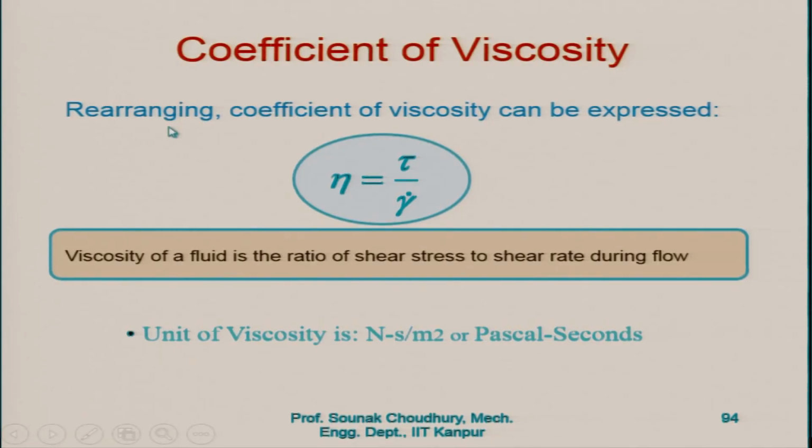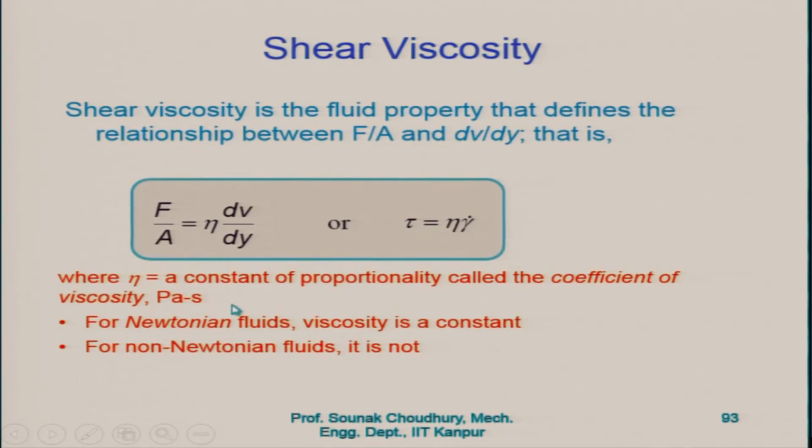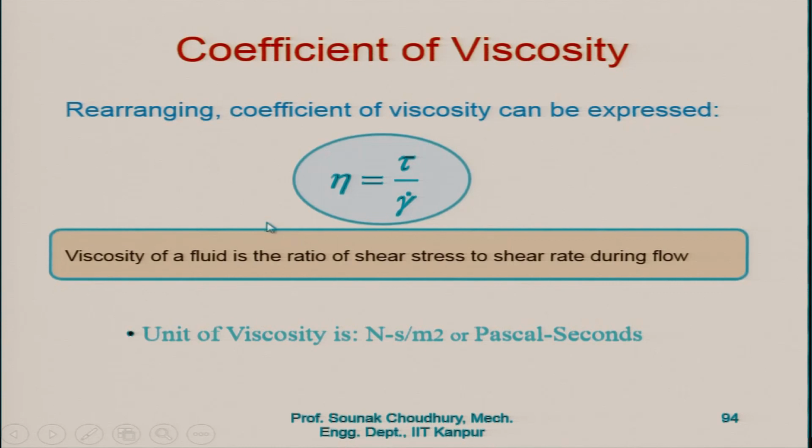Rearranging, the coefficient of viscosity can be expressed as tau divided by shear rate. Viscosity of a fluid is therefore the ratio of shear stress to the shear rate during the flow. This is the viscosity constant, the constant of proportionality, that is, the coefficient of viscosity. So this defines viscosity as the ratio of shear stress to shear rate when the fluid is flowing.